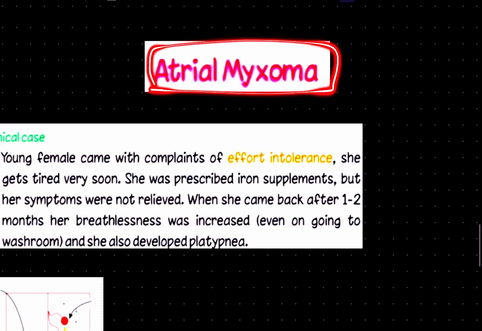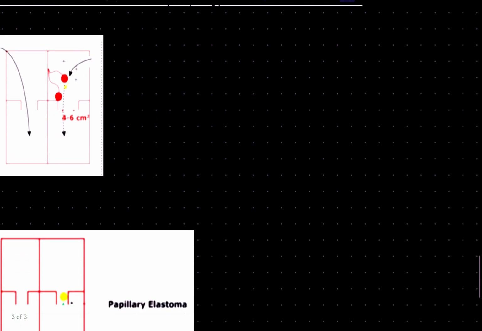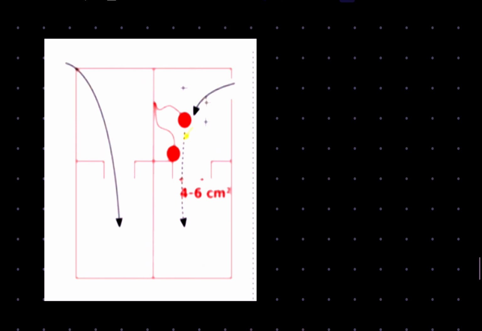Talking about atrial myxoma, it is the most common benign tumor of the heart. The most common tumor of the heart overall is metastasis. Now, what is this atrial myxoma? Let us suppose in this schematic diagram, this is our tricuspid valve, this is our mitral valve. Above we have got the atrium, and below we have got the ventricle.